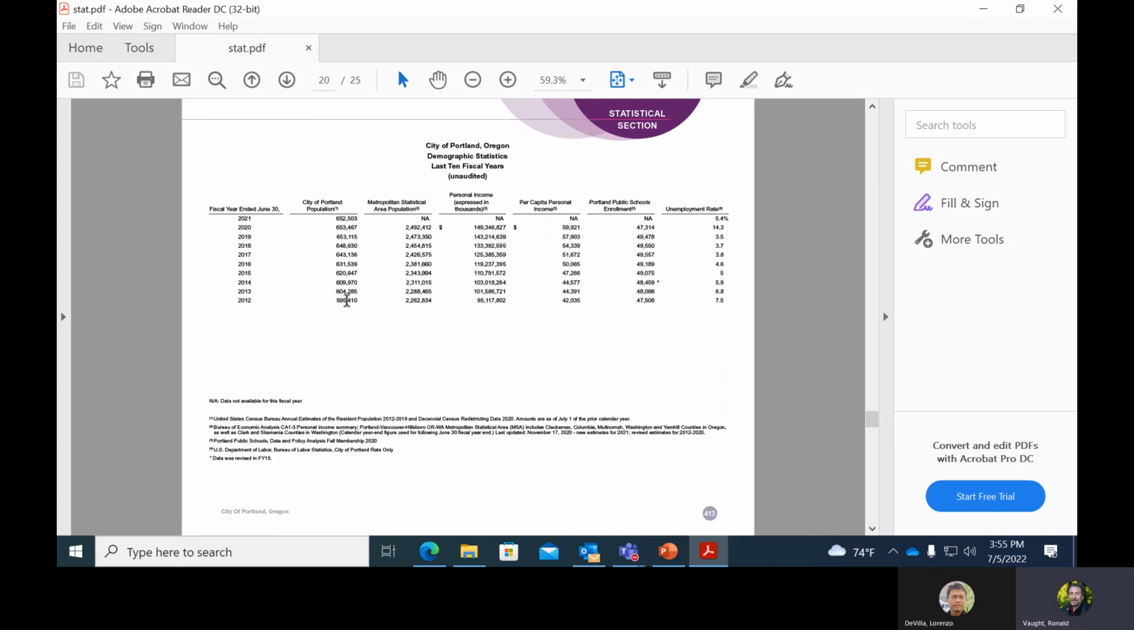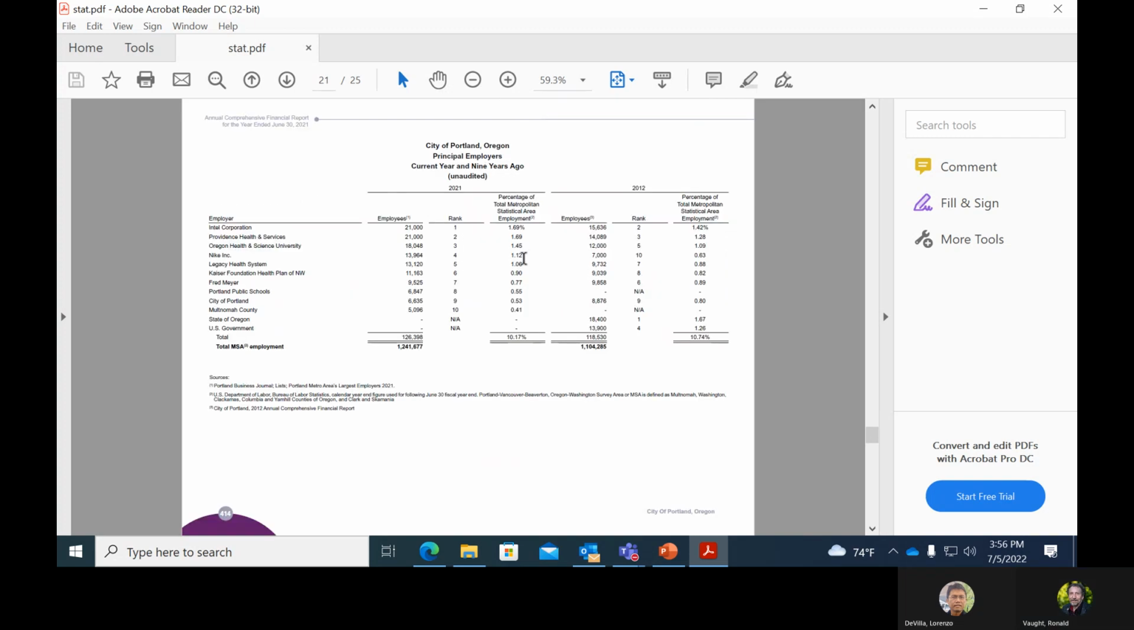Then we get into demographics, where we're talking about population and personal income. And then we do something similar to the property taxpayers, for our biggest employers. So it's as of this year, and who was it 10 years ago? I don't know why the state and the feds dropped off. Could just be that maybe they moved somewhere else.